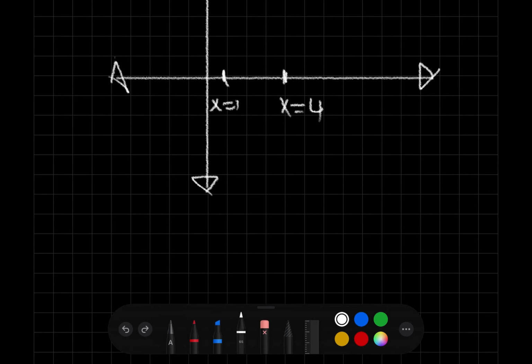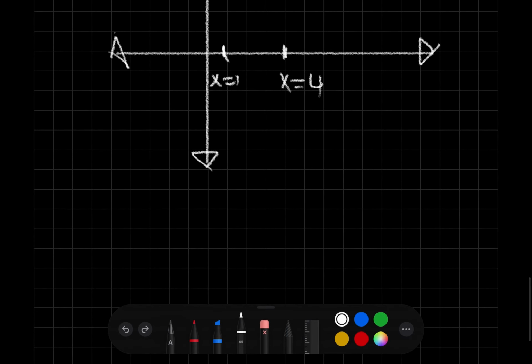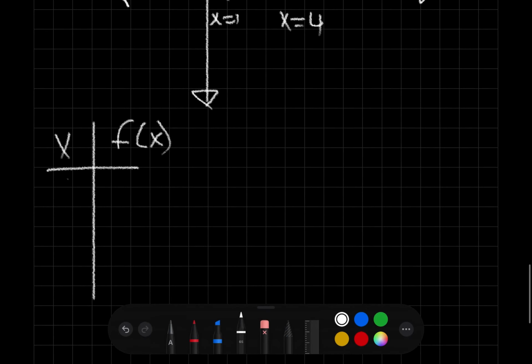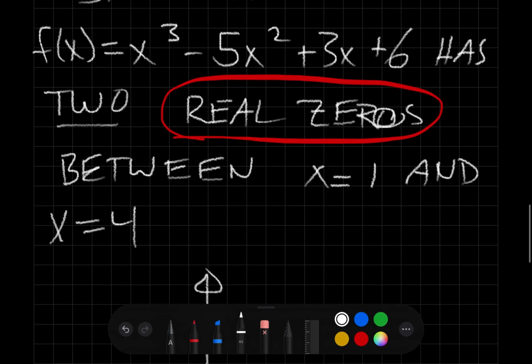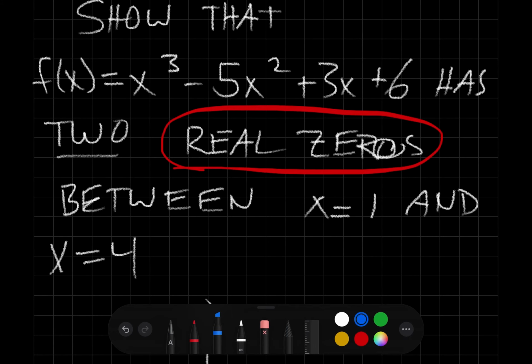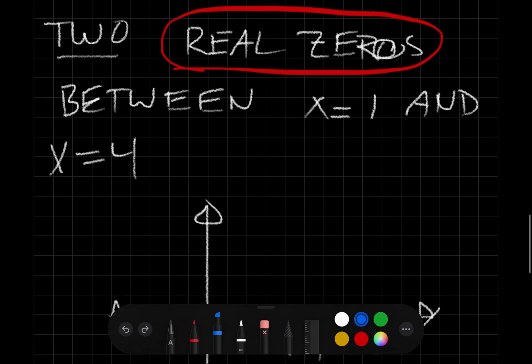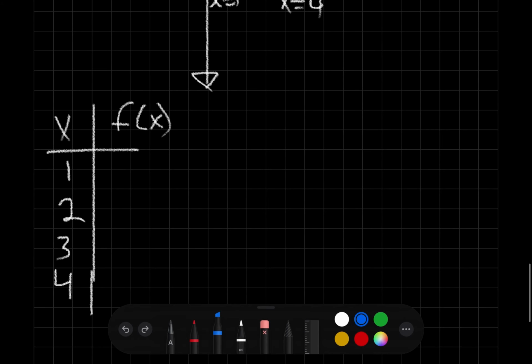Here's how you could actually do this. We're going to fill out a nice little table with our x and our f of x values. We're just going to plug in 1, 2, 3, and 4 and get out our values. Take a second and practice that. Plug those into the function for x and fill in that table. You can go ahead and pause the video here and fill in that table.